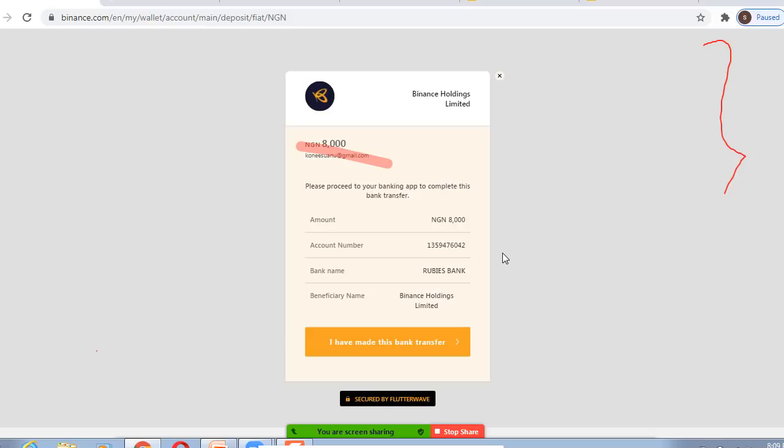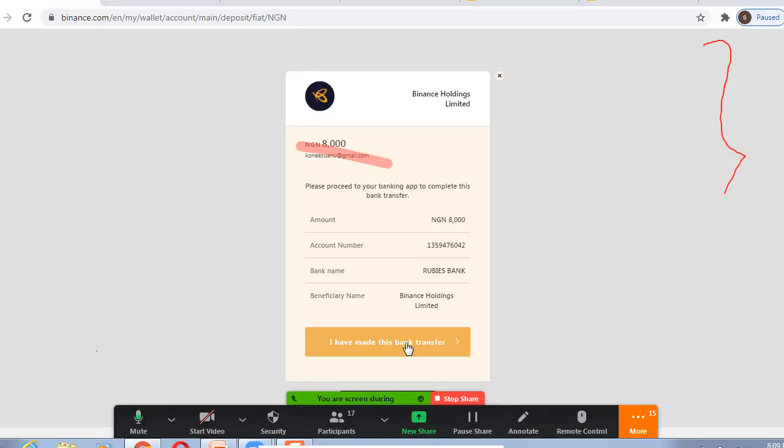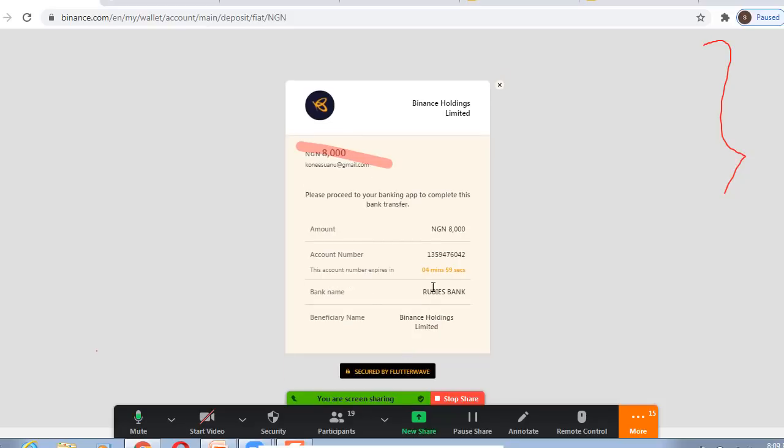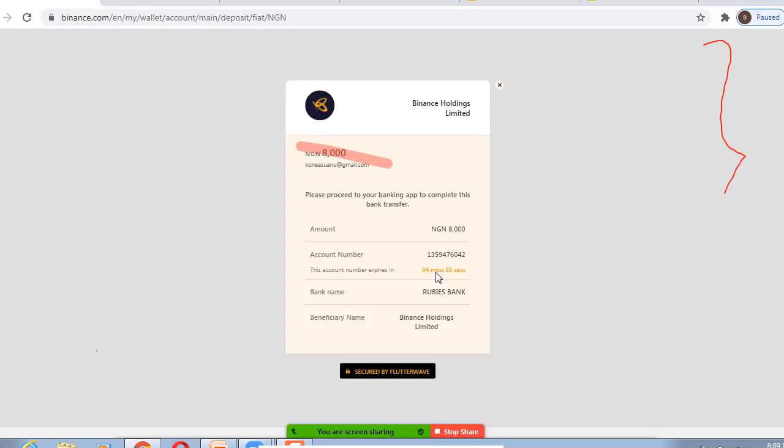Now, what you do is once you've done the transfer, you click on I have made this transfer. For me, I have done the transfer right now. So I'll click I have made the transfer. Now you allow it to complete, 5 minutes, and you come and check it. Go and check your wallet.